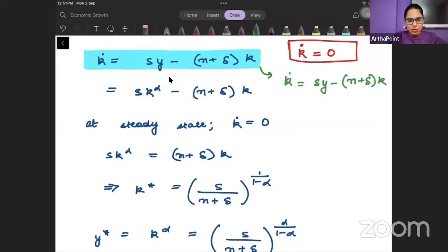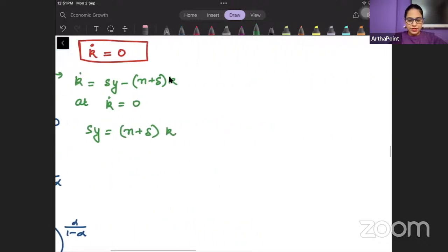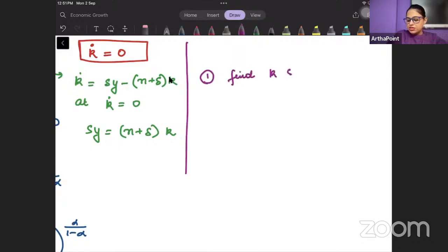We had derived this equation. We know that at steady state, this K dot will be 0. So Sy will be equal to N plus delta K. Now, there are multiple things that can be asked in exam. So the first thing जो वो पूछ सकते हैं will be: find capital output ratio at steady state.